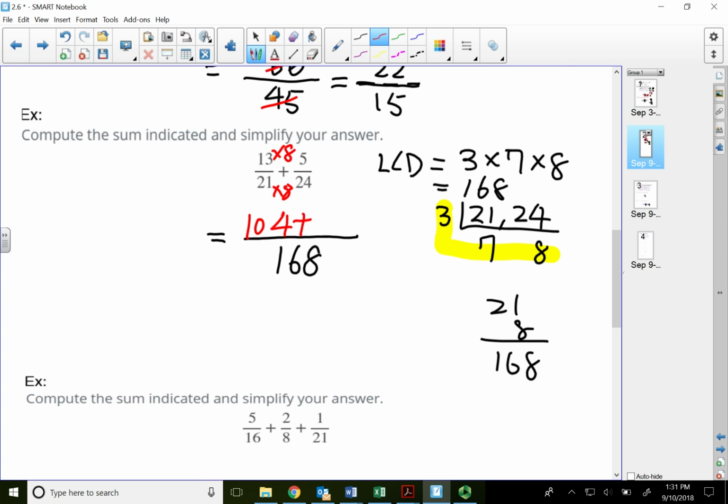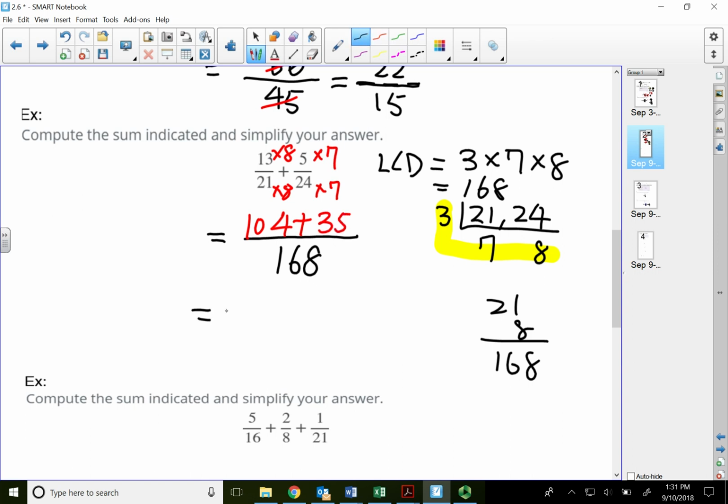Plus, my 24 will go into 168 how many times? 24 is right here. 3 times 8 is 24. 24 going into 168 has got to be 7 times. So my denominator needs to be multiplied by 7 to become the new LCD. My numerator does the same thing. So 5 times 7 is 35. So my second equivalent fraction is 35 over 168.